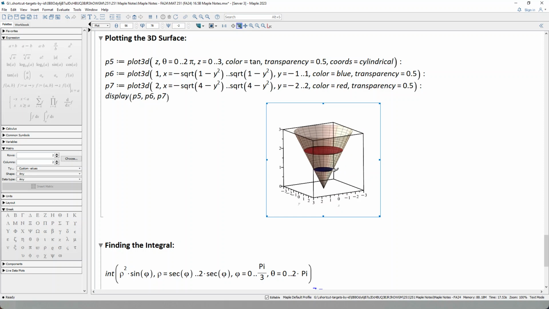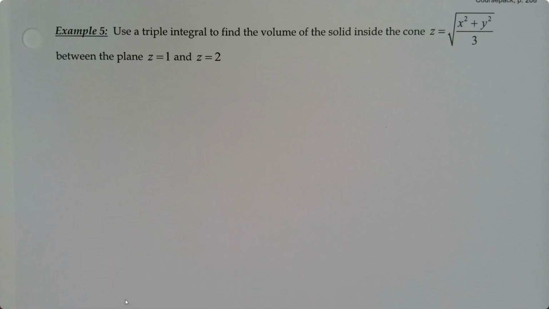So there's our cone, and we're cutting into it with two separate planes, right? z equals 1 and z equals 2. And we want the volume of this space in between those two planes. That's the goal. Okay, so let's draw that.